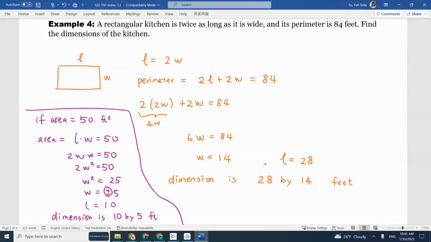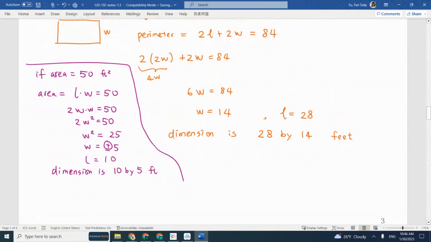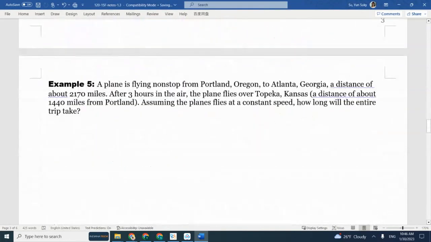Okay, so this is another problem. Instead of giving you the perimeter, it gives you the area. Okay, everybody? Good. Let's continue. Any questions about the example so far? Are we all good? Okay. Let's see.